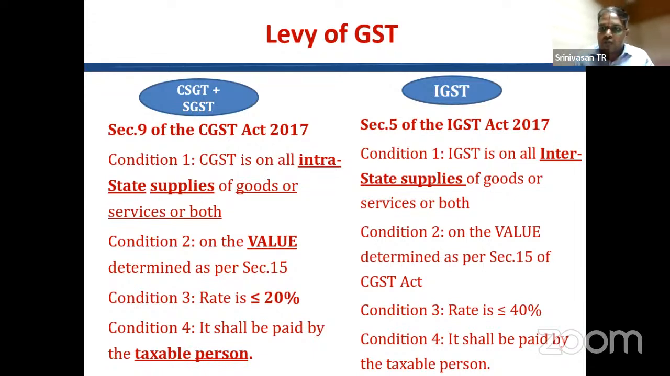Then second, it should be goods or services or both. You can see in the Act there is a word called goods or services. In the constitutional amendment also there is a word called goods or services. There is one definition in the constitution and another definition in the law also. But there is no definition for the word supply in the constitution per se. Next, on the value, which is determined as per section 15 of the Act, the rate is 20%. It should be paid by the taxable person.